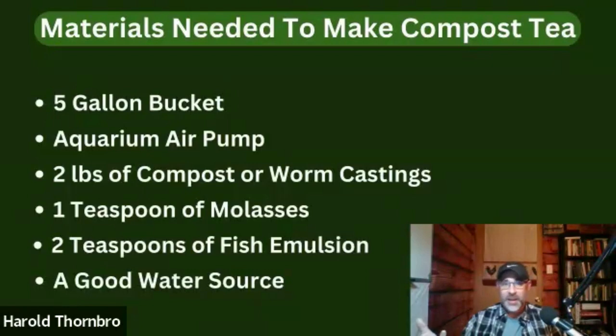You need about 2 pounds of compost or worm castings or both for a 5-gallon bucket. I put both in there. I might put a pound of each or a pound and a half of each in a netted bag. Then 1 teaspoon of molasses.